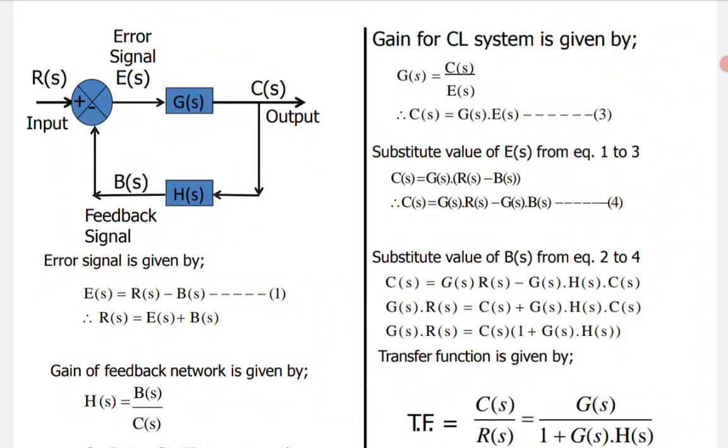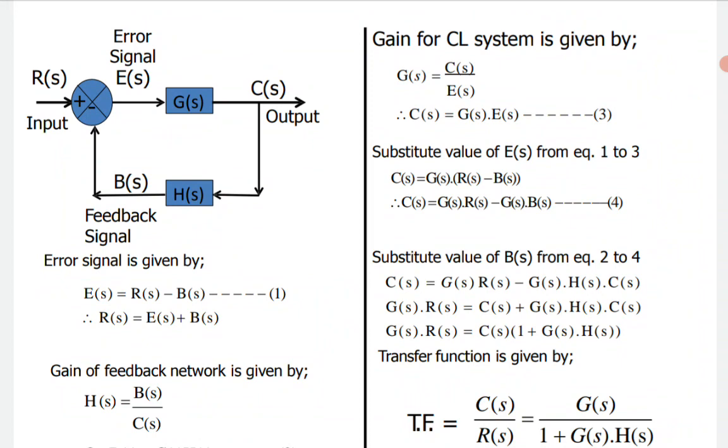Now see, if I wish to determine the gain of the closed loop system, that can be written as G of s is equal to C of s by E of s. That means I am taking the forward path. Keep in your mind, I am taking the forward path isolatedly, evaluating the gain of the forward path. So that generates C of s is equal to G of s into E of s.